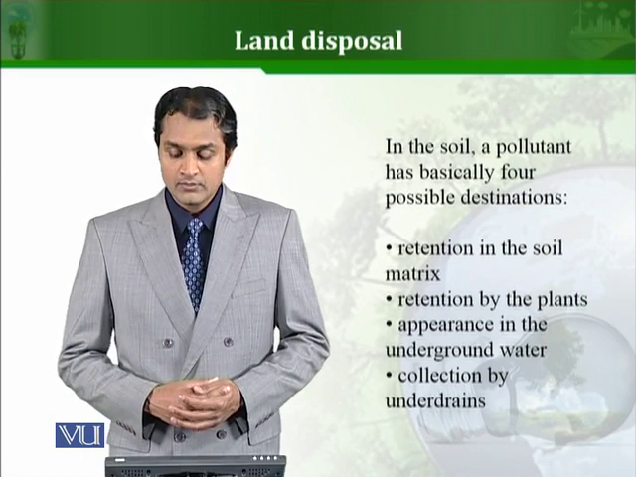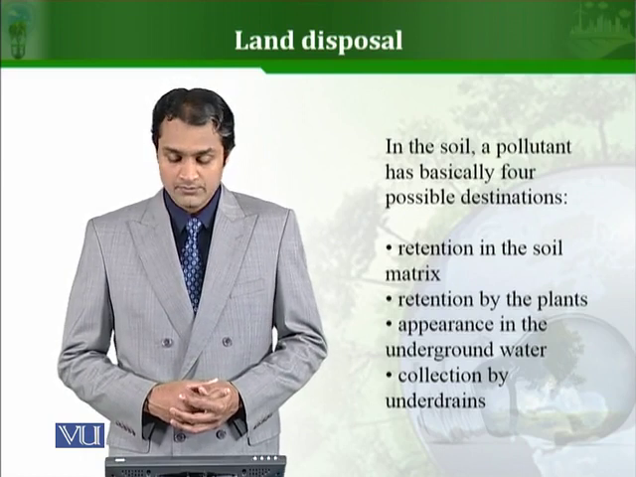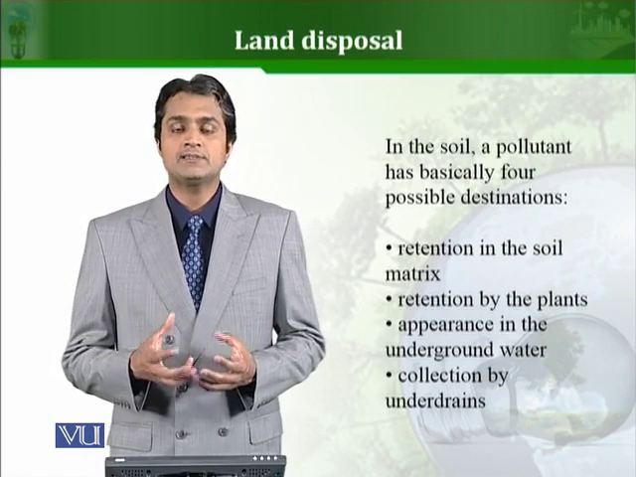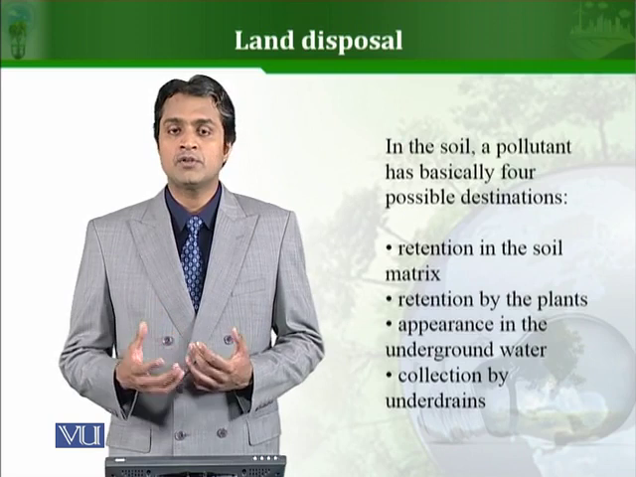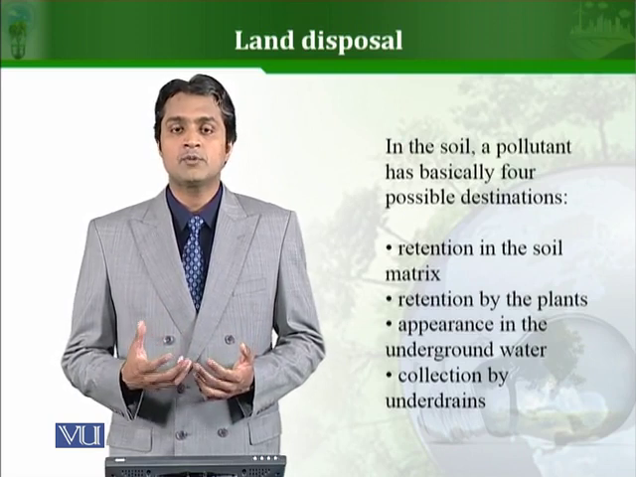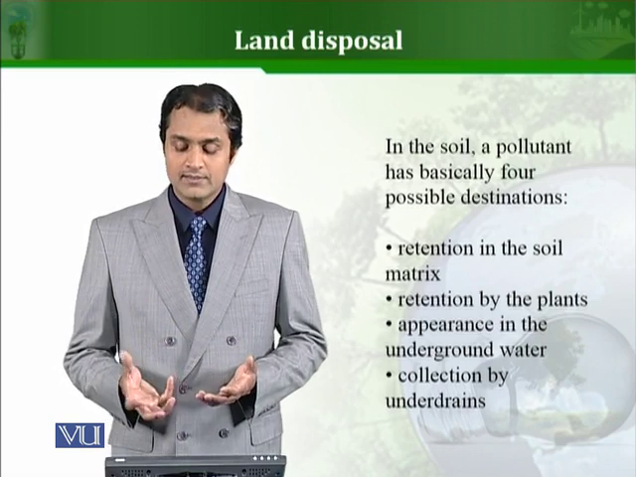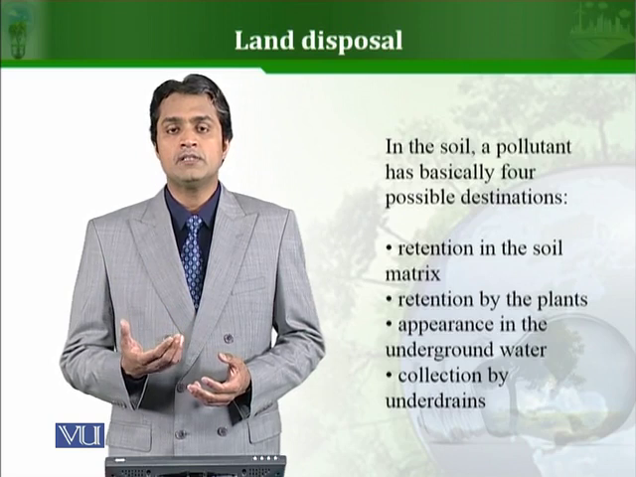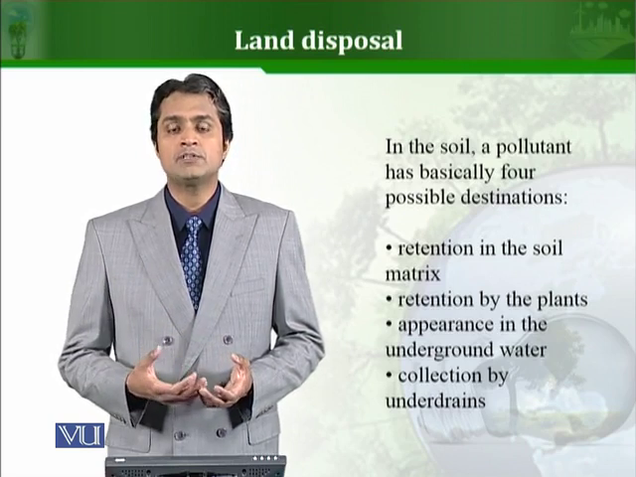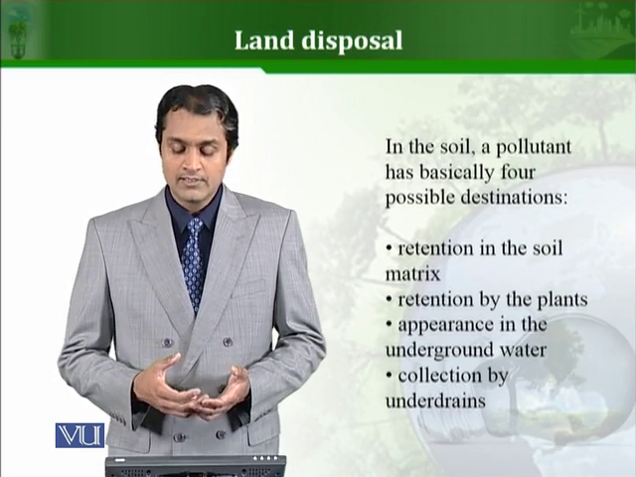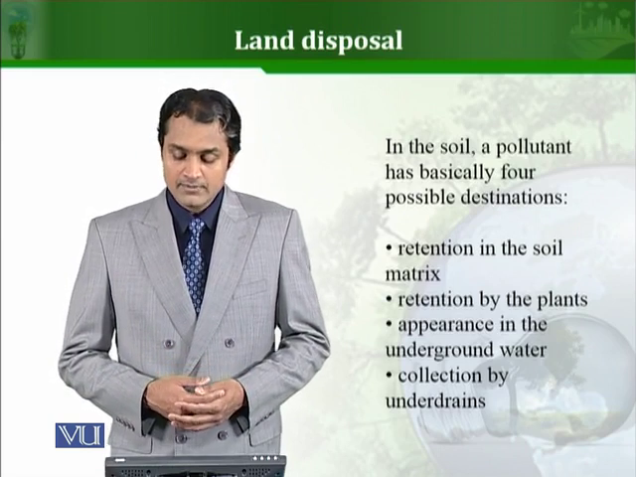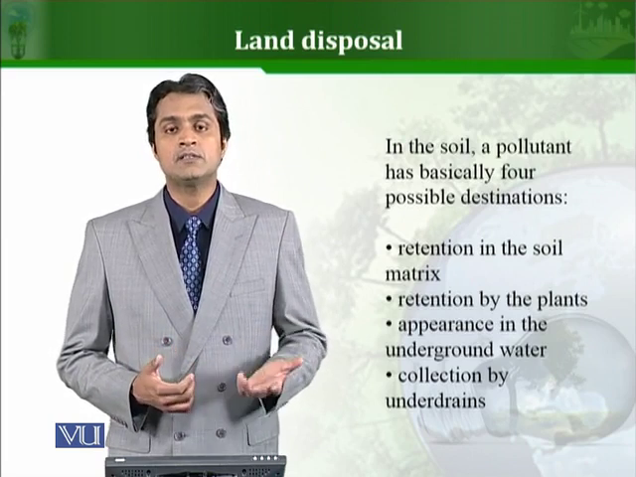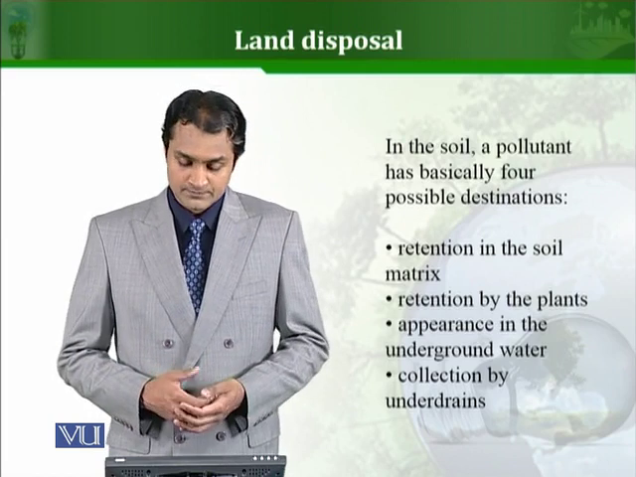Once in the soil, the pollutant has basically 4 possible destinations. कौन सी हैं? First, retention in the soil matrix. Soil is a very complex and rich matrix और इसकी बहुत सारी details हैं, बहुत सारी इसकी properties हैं physical, chemical. So इस matrix के अंदर जो solids हैं, जो particulate organic content है, उसके अलावा जो different molecules हैं present in the wastewater, those can be retained in this soil matrix. Retention by the plants भी absorb कर सकते हैं बहुत सारे organic content को और other chemical compounds को which are present in the wastewater.